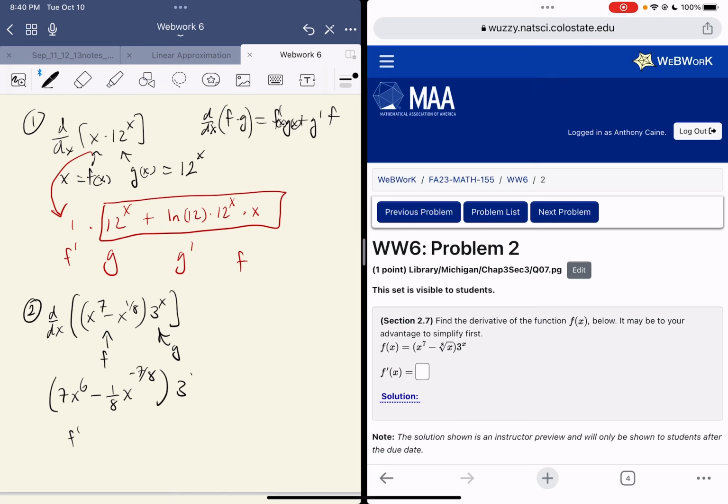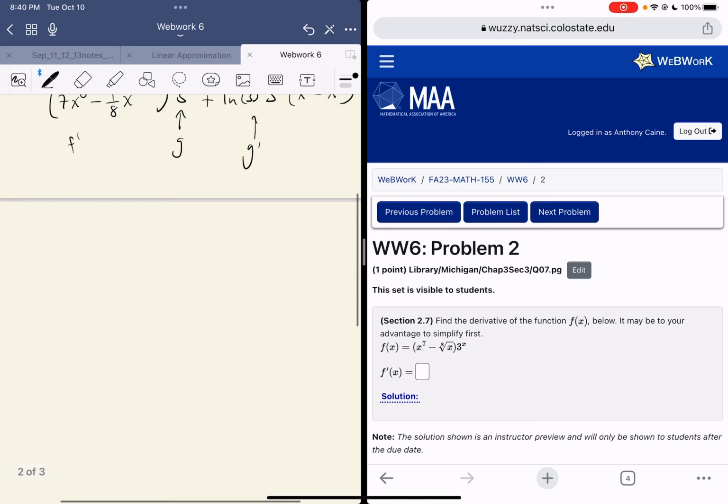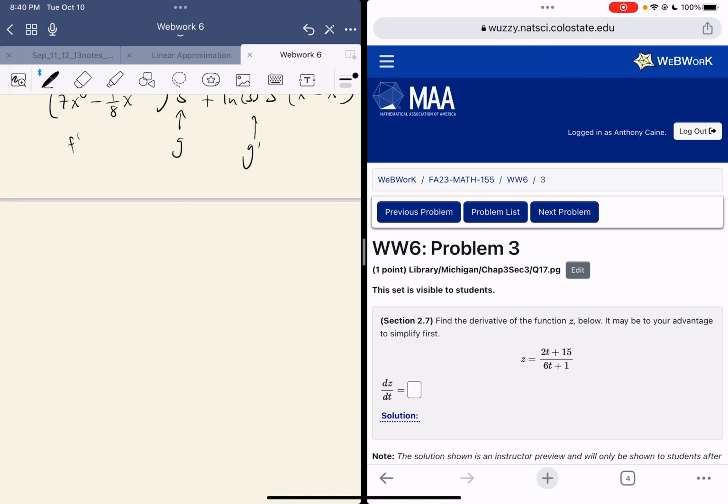I multiply it by g, which is 3 to the x. And then I have g prime, which is natural log of 3 times 3 to the x. And there's g prime. Times f, which is x to the 7 minus x to the 1/8. Sweet, so that would be my answer. All right, moving on to problem 3.